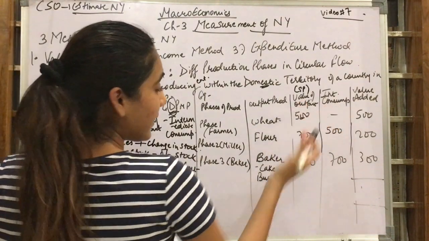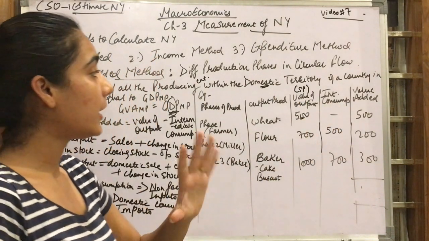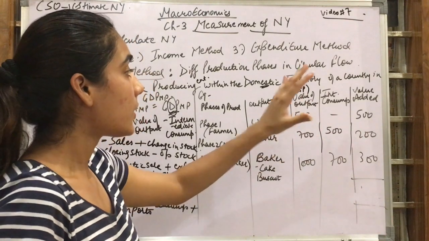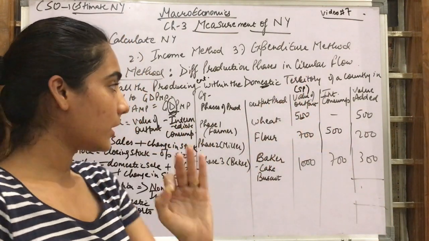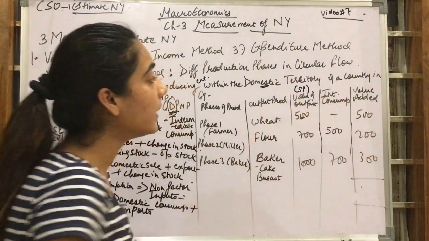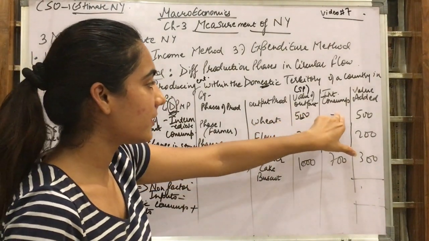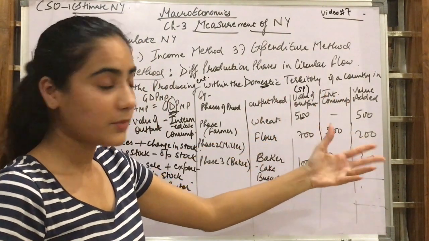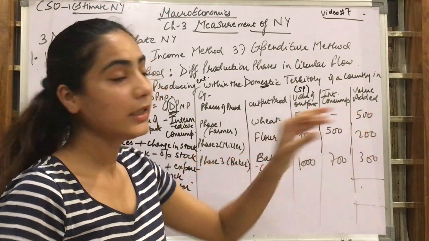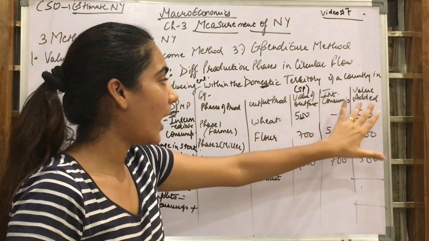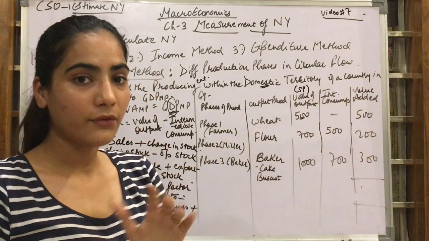Now, the intermediate consumption is the raw materials. He did not buy anything. So intermediate consumption comes to 0, and value added is value of output minus intermediate consumption, that is 500 minus 0, which comes to 500 as the value added under phase 1, the farm.